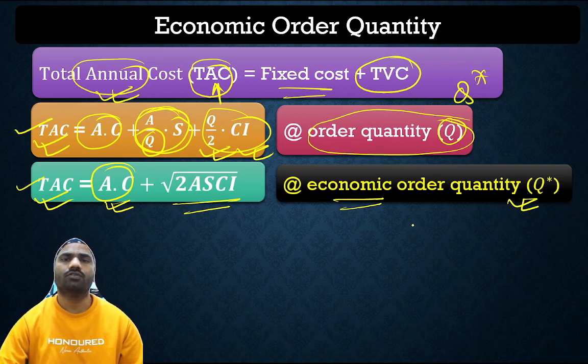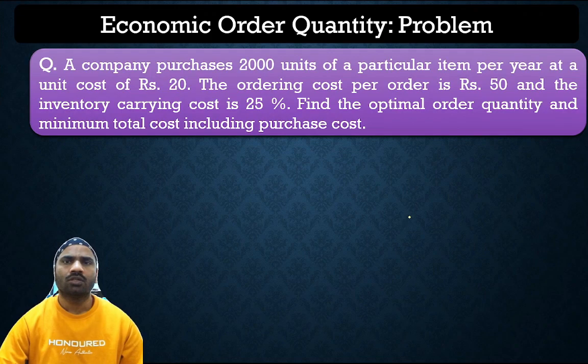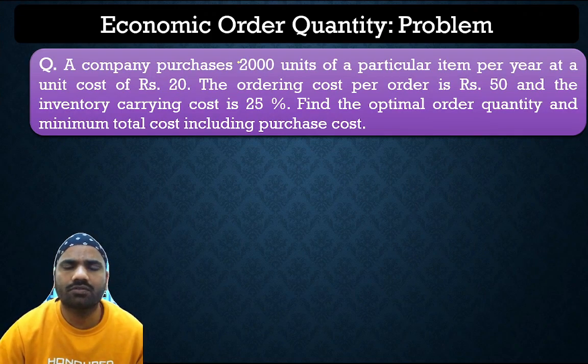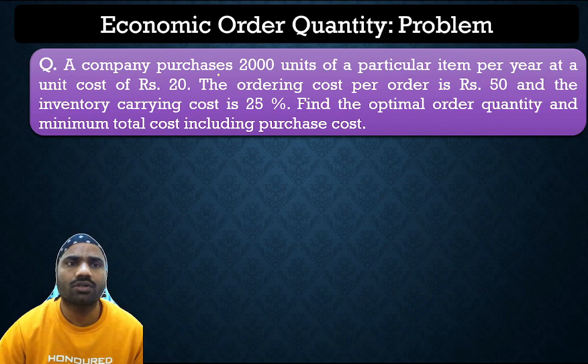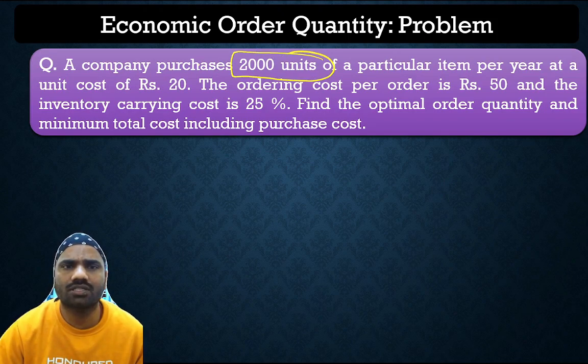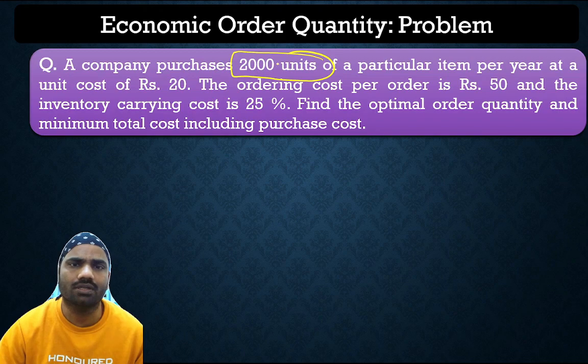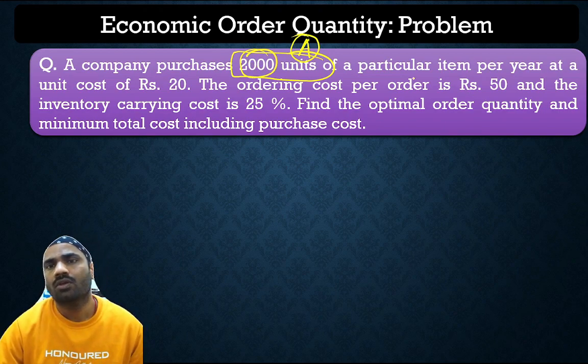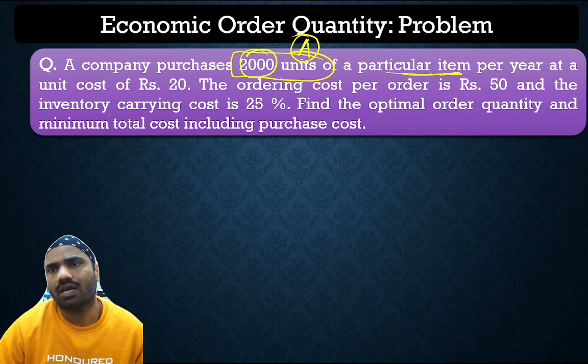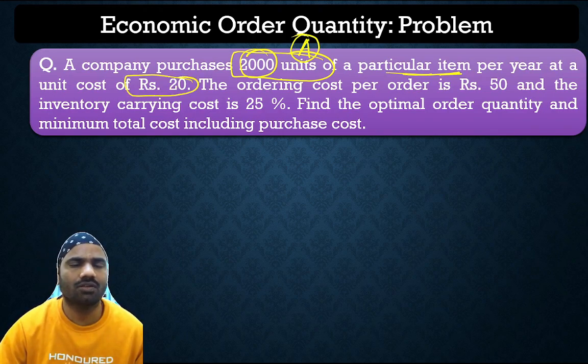Now we will go for solving some problems. We will discuss some problems. So we have one question on the basis of this inventory control model we have discussed. In the question, a company purchases 2000 quantity. So one company has an annual demand of 2000 quantities. So A will be 2000 quantity of a particular item per year at a unit cost of rupees 20. So the unit cost of that particular item is nothing but 20. So C will be 20.